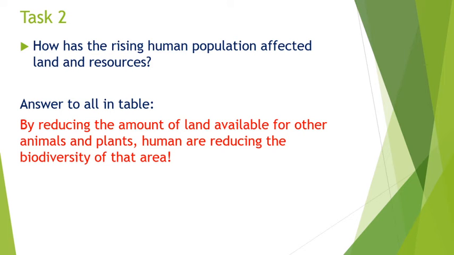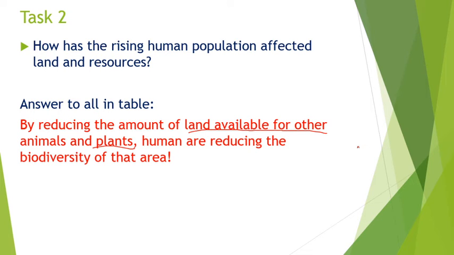If it's affecting land, that means there is less land available for other animals and in particular other plants to live. And therefore there's less biodiversity in that area. Because the plants and animals have got nowhere to live. Plants won't grow, therefore animals won't be there because primary consumers have nothing to consume. So by doing any of these activities, we are reducing biodiversity of that area.